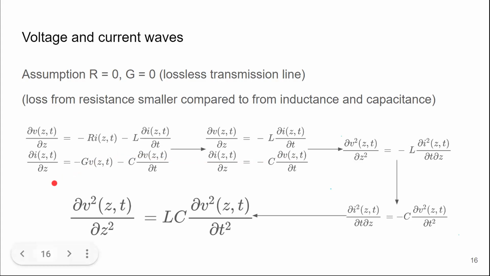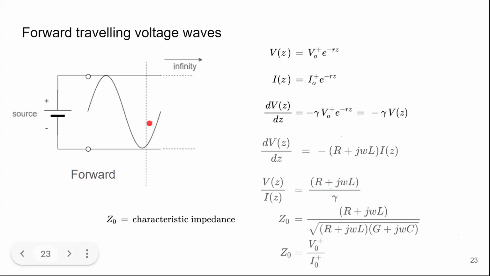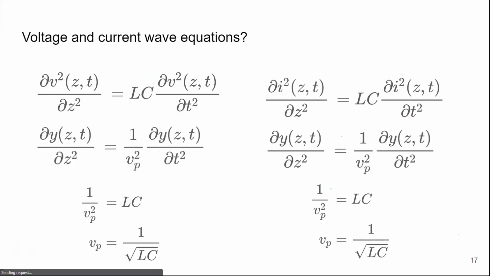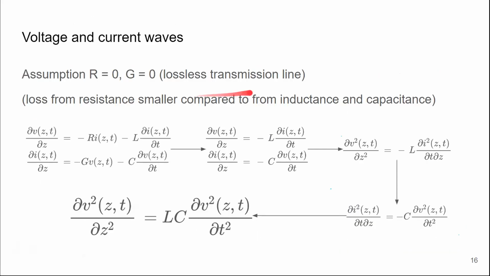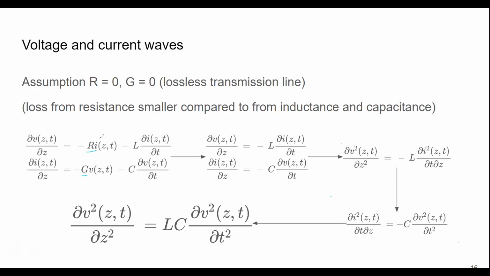Initially we have these two equations as the telegraph equations, and we can simplify them by making the R and G values equal to 0. Once we make them 0, these terms vanish, and we can write the equations like this. ∂V/∂z is equal to minus L ∂I/∂t. And with respect to the current, ∂I/∂z is equal to minus C ∂V/∂t.